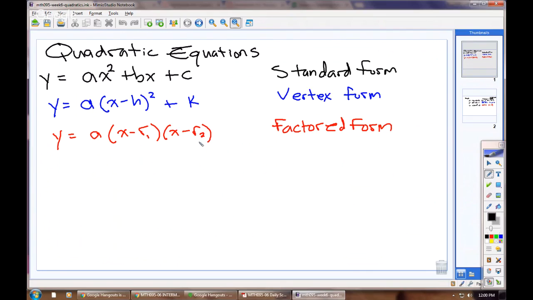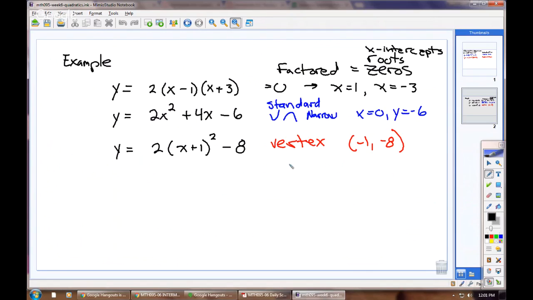So we've been playing with factored form since our first chapter this term. Vertex form is relatively new. We just started playing with that at the beginning of this chapter. In terms of shifting left and right is what the h does. The k shifts the parabola up and down, and the a flips it vertically, stretches or compresses the parabola. So I have an example over here. These are all the same quadratic equation in different forms.